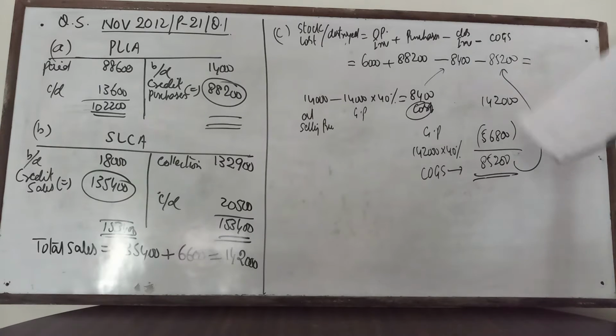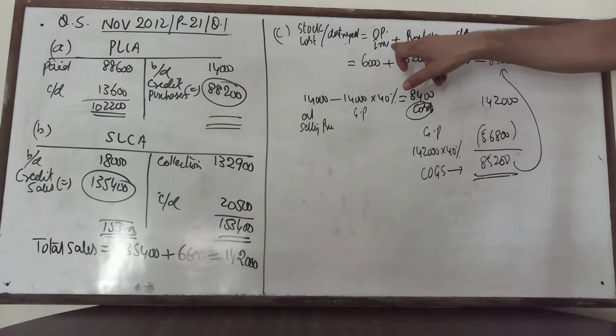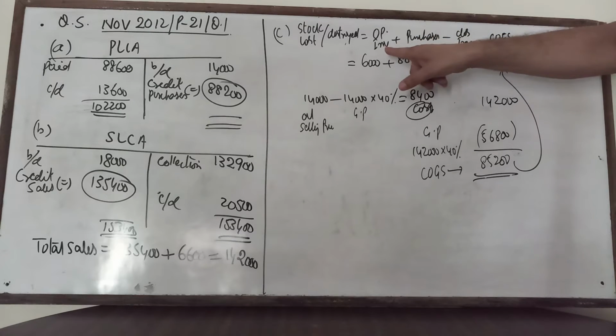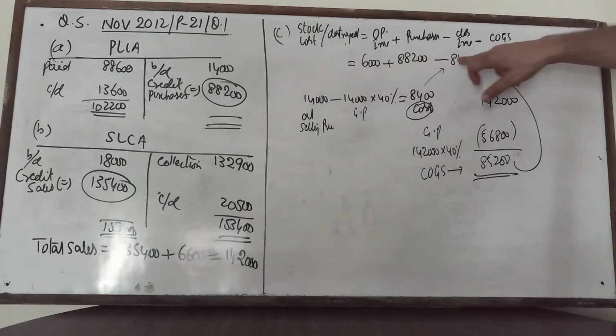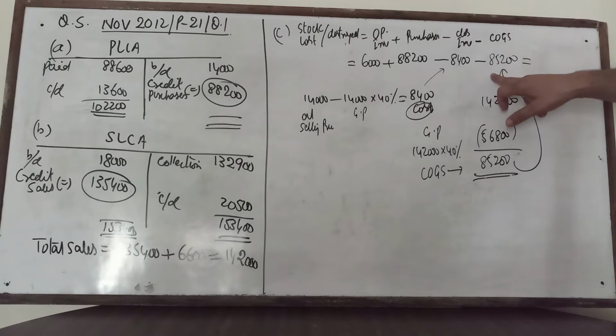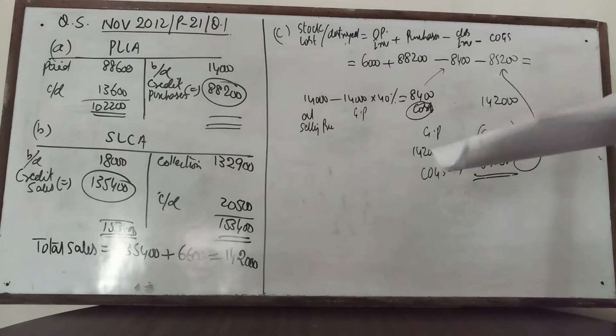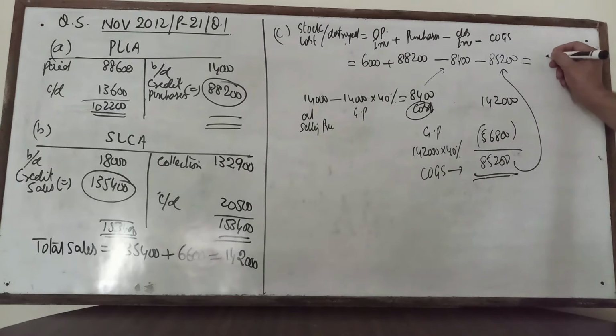Actually the requirement was to calculate stock destroyed. This is the formula to calculate stock destroyed: opening inventory plus purchases minus closing inventory minus cost of goods sold, and this will be equal to $600. Okay, this is stock lost.